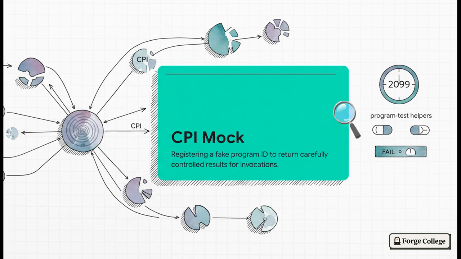Basically, this means registering a fake program ID in our test environment that returns carefully controlled results. We can tell it to succeed, or we can intentionally force it to fail, just to see how our ported contract handles the error. Similarly, we can use program test helpers to manipulate system variables, or sysvars, like the clock. You want to see what happens when your contract thinks it's the year 2099? Well, you can mock the clock sysvar and force that edge case right here, right now.